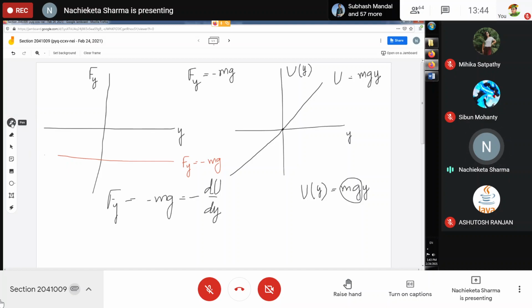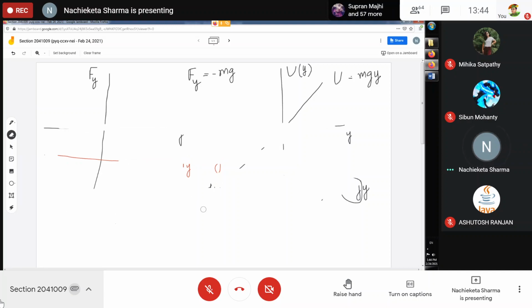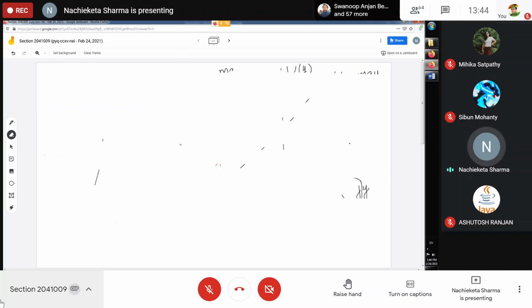Now we will go to the elastic force. So let me clear it. Now I will go to the elastic force. First I will draw the elastic potential energy, or I can draw the elastic force also, no problem. Now you can guess how the elastic potential energy curve will look like. Any guess? How will it look like?